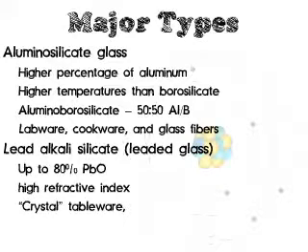Other major types of glass include aluminosilicate glass, which can withstand higher temperatures than borosilicate glass and is used in labware, cookware, and glass fibers, as well as lead alkali silicate or leaded glass, which is used in crystal tableware.